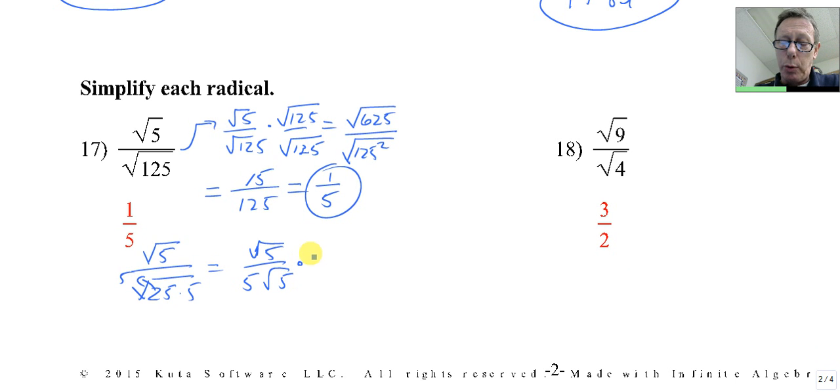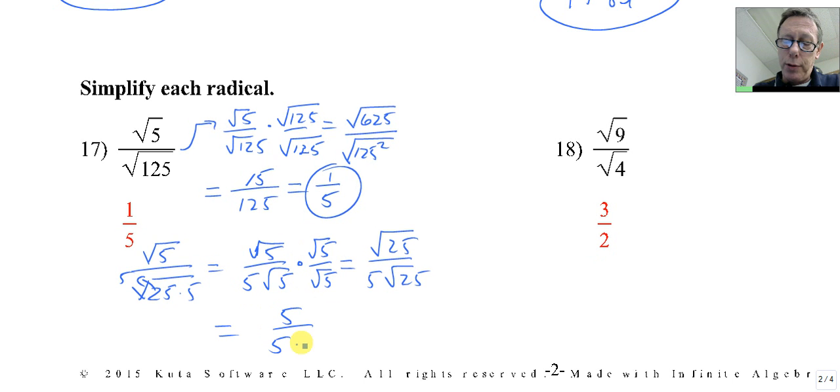So since I have a square root of 5 in the denominator, I'm going to multiply both the numerator and the denominator by the square root of 5. So that'll give me the square root of 25 all over 5 times the square root of 25. That'll give me 5 over 5 times 5, which would give me 1/5.